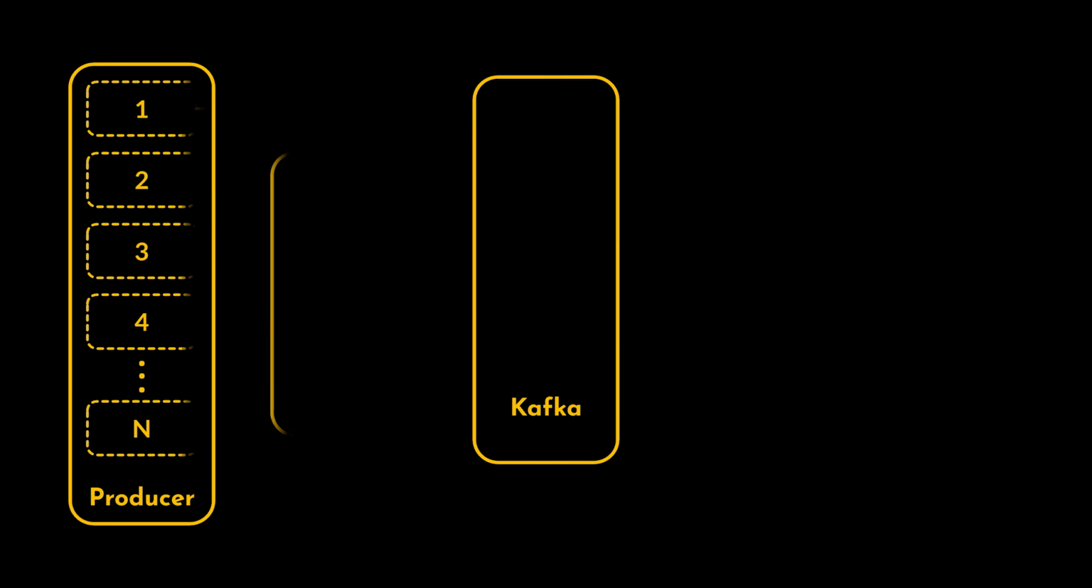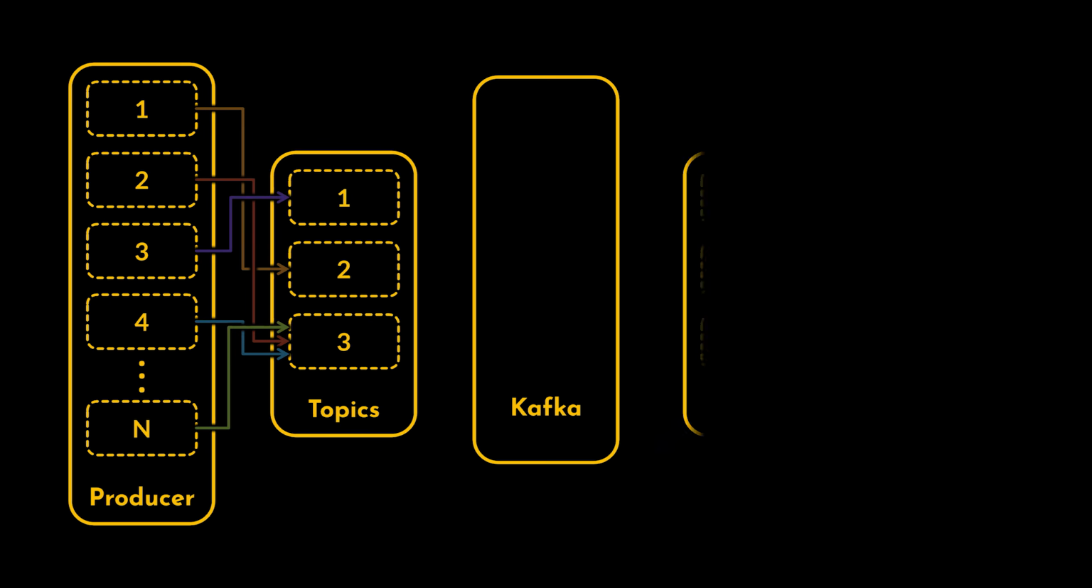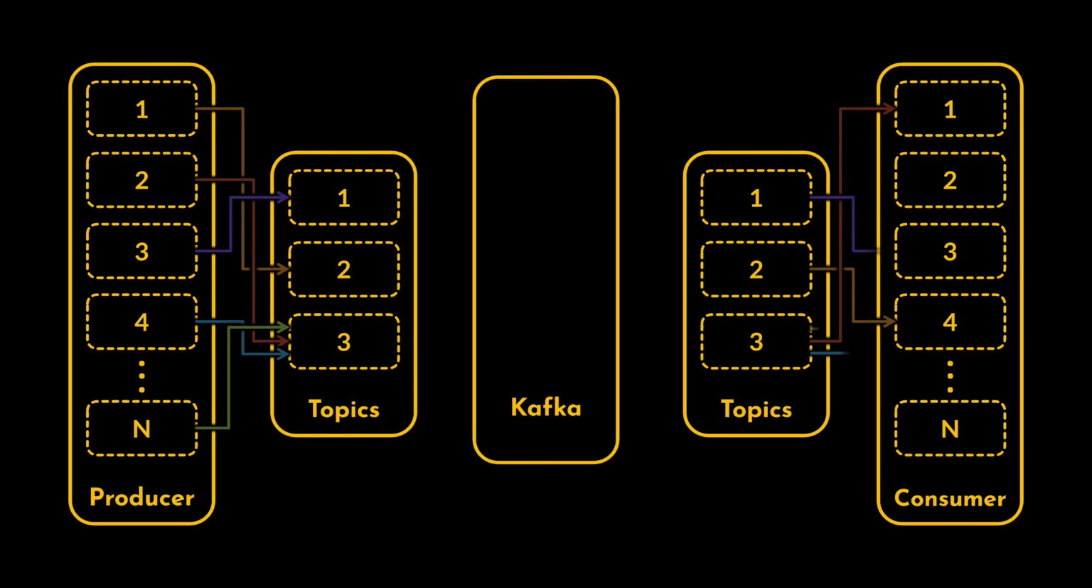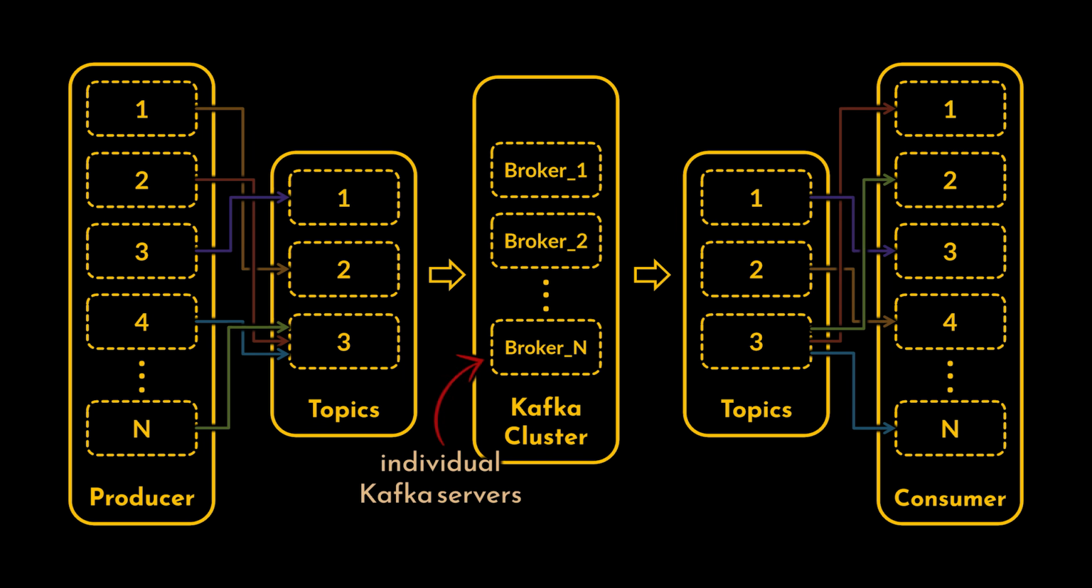You have producers that send data into topics and consumers that sit on the other side and read from those topics. Kafka doesn't just run on one machine, it runs on clusters made of brokers. A broker is basically a server responsible for storing your messages and serving them out. They work together to make sure the system is both scalable and fault-tolerant. If one server hits a snag, the others have your back.